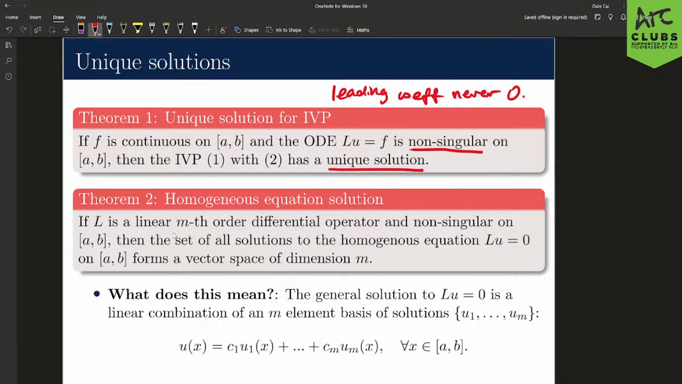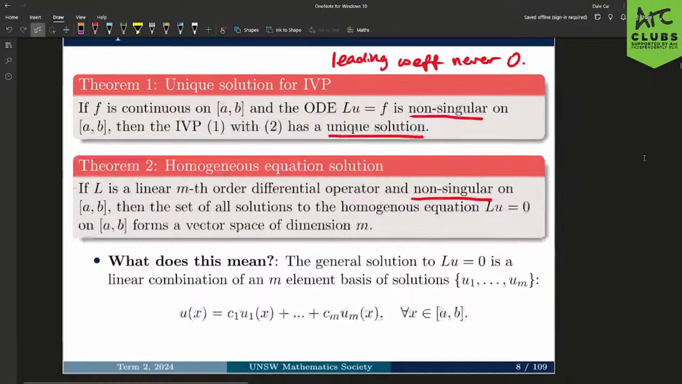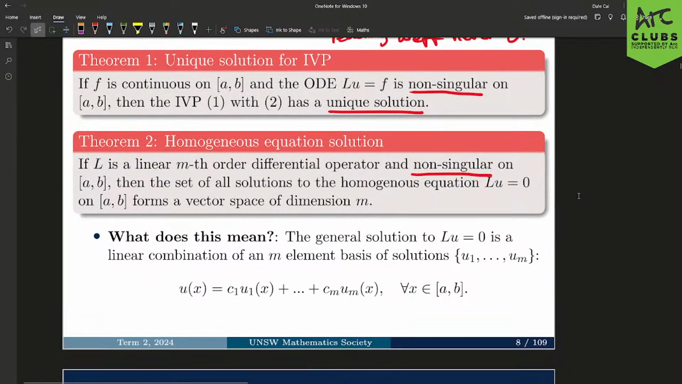Secondly, if L is a linear nth order differential operator and non-singular, then the set of all solutions to the homogeneous equation forms a vector space of dimension n. What that's saying is when you solve an nth order differential equation, usually you're going to get n different solutions, as in u1(x), u2(x), u3(x), all the way up to un(x). These will all be different solutions. And then if you take a linear combination of these, you'll get the general solution for that ODE.